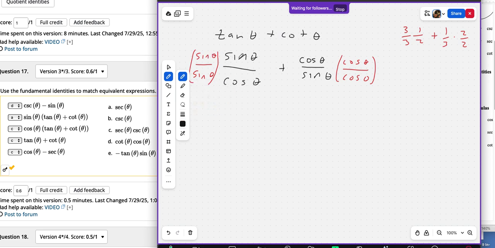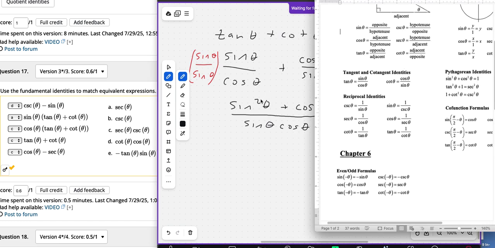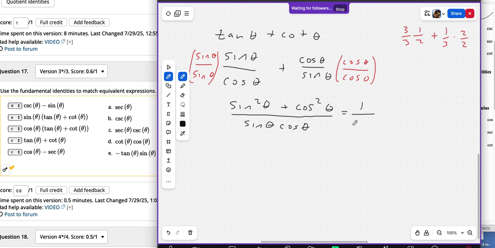So up top, that's going to give us sine theta times sine theta, so that is sine squared theta. Over here, cosine theta times cosine theta is cosine squared theta, and that's all over sine theta cos theta. And then here we have these squareds again, so that's our Pythagorean identity, sine squared plus cosine squared equals 1, over sine theta cos theta.